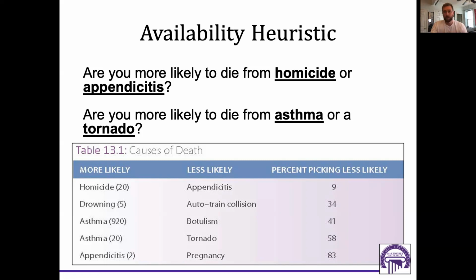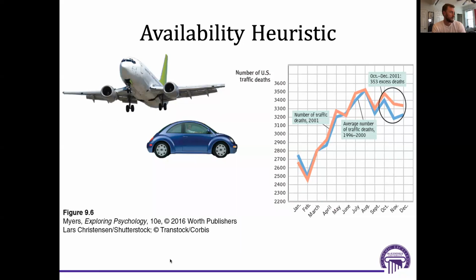Consider this other real world example, which is super fascinating. So here we are looking at average number of traffic deaths by month. And we have 2 lines here. We have an orange line and we have a blue line. The orange line reflects number of deaths in 2001. The blue line reflects a rolling average of traffic deaths, 1996 to 2000. So looking at general trends of these lines, we see that they mirror each other very similarly, which is what you would expect.